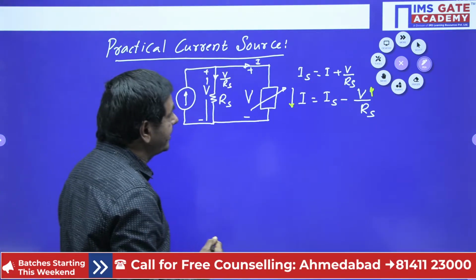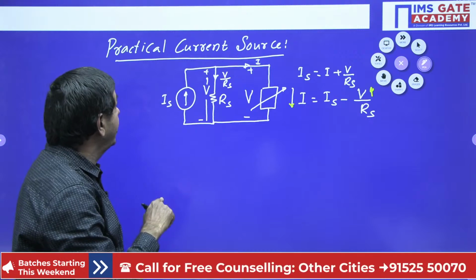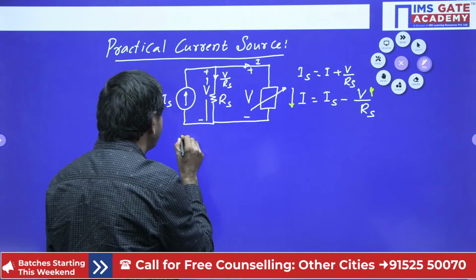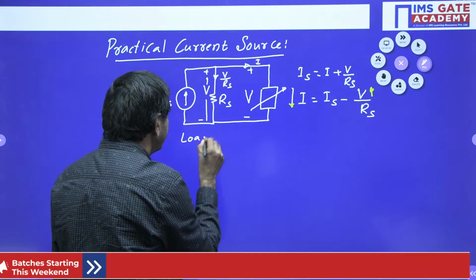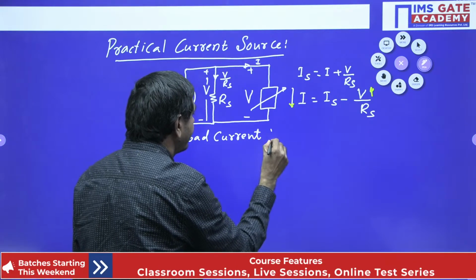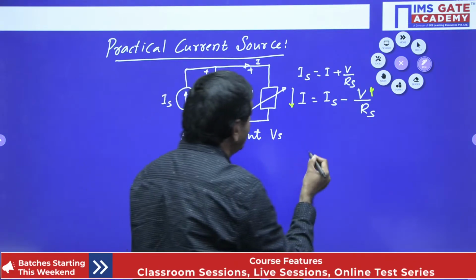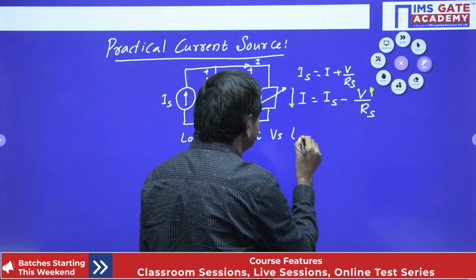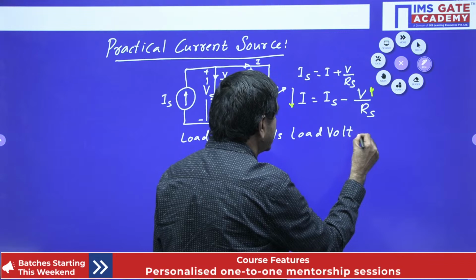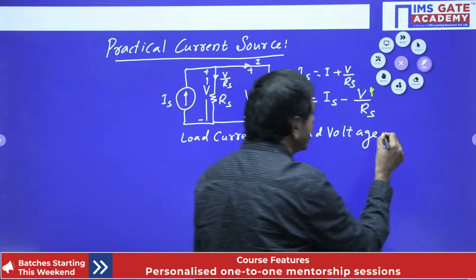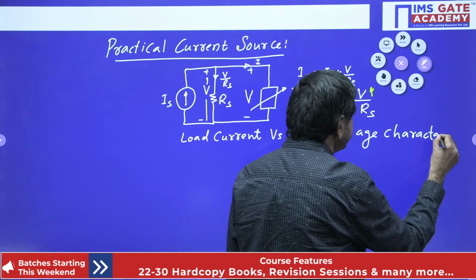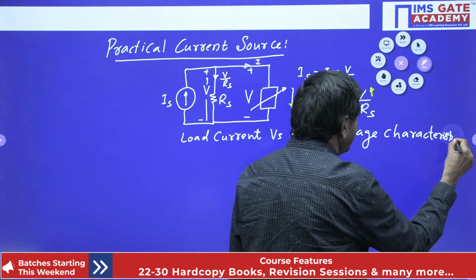Now how can we draw the VI characteristics, the I and V characteristics of the practical current source? We can see now. Load current versus load voltage characteristics, I want to draw.